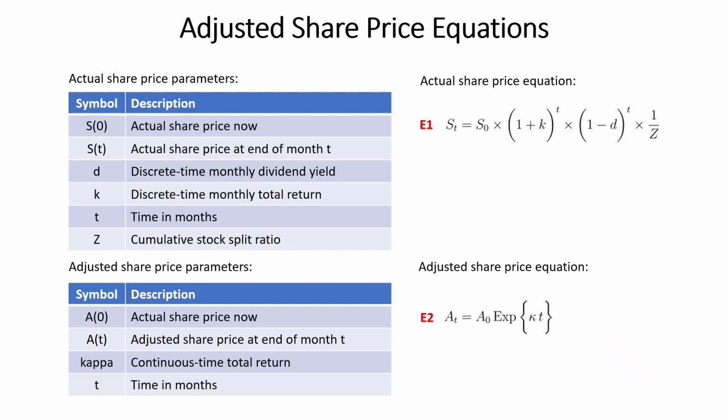So if we take a look to the right, we have our actual stock price equation, E1. That says that stock price at the end of any time T equals the stock price now times 1 plus K to the T power. So we're compounding monthly, and T is the number of months, times 1 minus D to the T power, times 1 over Z, and that's a cumulative stock split ratio. So that would be all the stock splits over the time period 0 to T. So our actual stock price equation is equation E1.